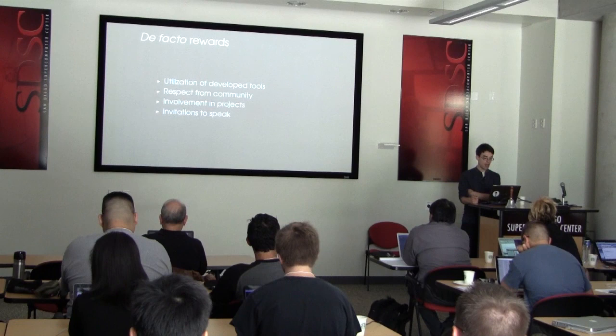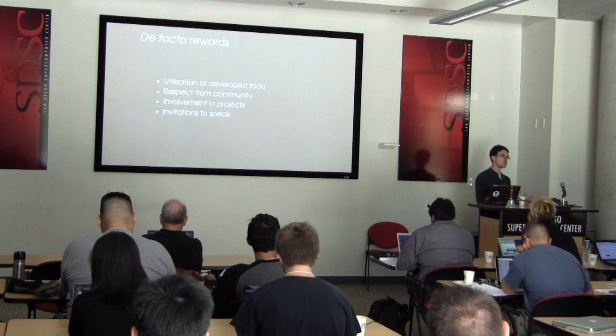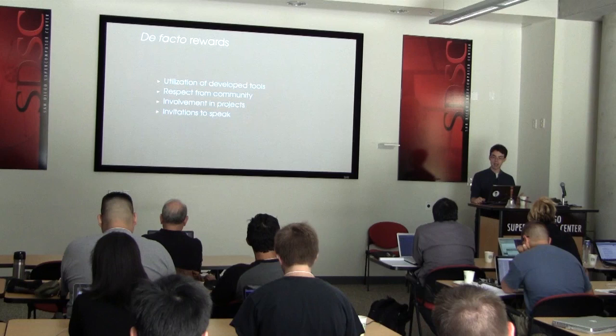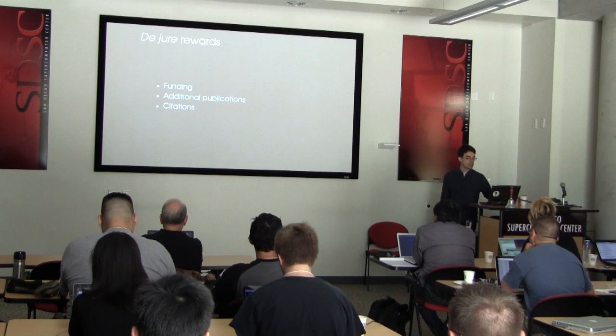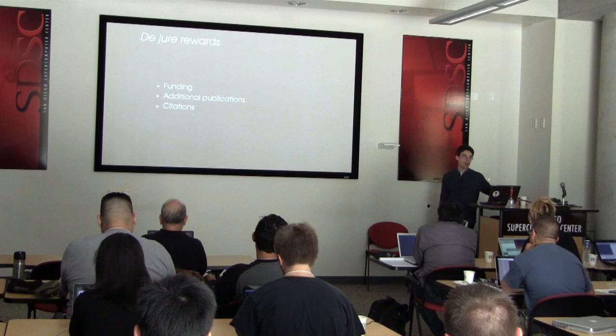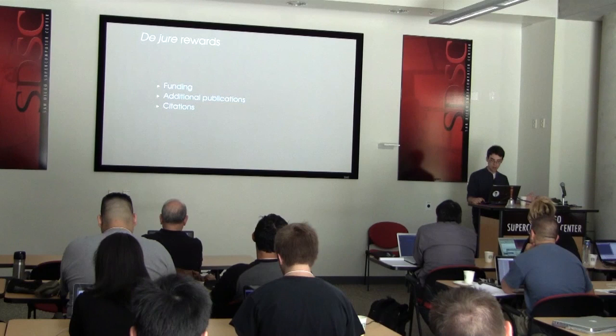And then there are the de jure awards, and these are actually a little bit harder. These are things like gaining funding for working on a project, or gaining additional publications, or even citations to a paper. So these are the sorts of things that sort of come out of this. But in general, the reward structure in astrophysics doesn't necessarily favor builders. These rewards are good, but it's not necessarily true that builders are always as favored.